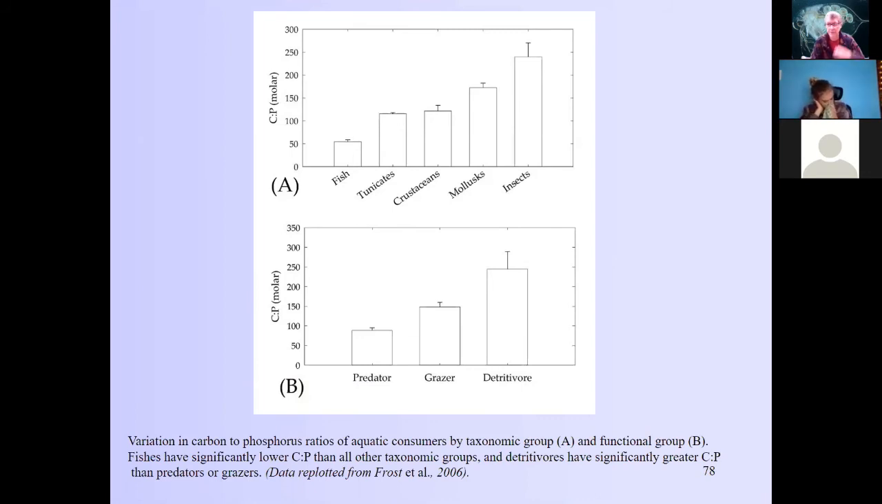Can anybody tell me how fishes vary from the other organisms that are on this list? Not gills, no. Gills don't need much phosphorus. They're just tissue. They have about Redfield ratio tissue. And I'll give you a little hint. Yeah, Cassie got it right. So what's the major group that all these are part of versus the fish?